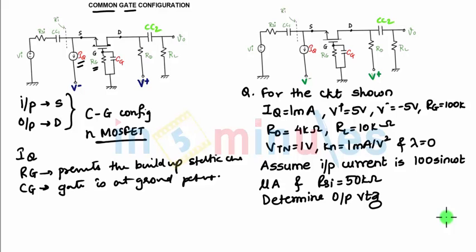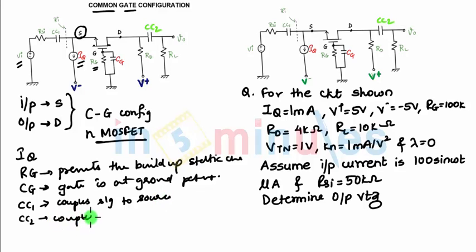Then we have the capacitors CC1 and CC2. Why are we connecting the coupling capacitor CC1? Because it couples the input signal to the source terminal. Why are we using CC2? Because it couples the output to the load resistance RL.